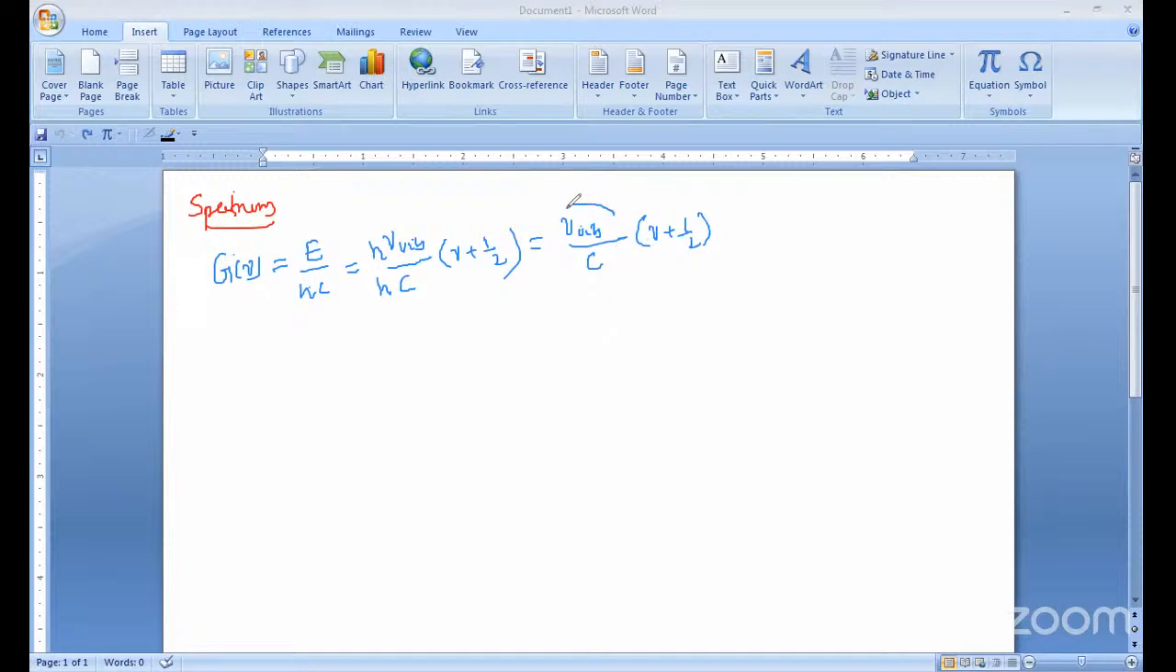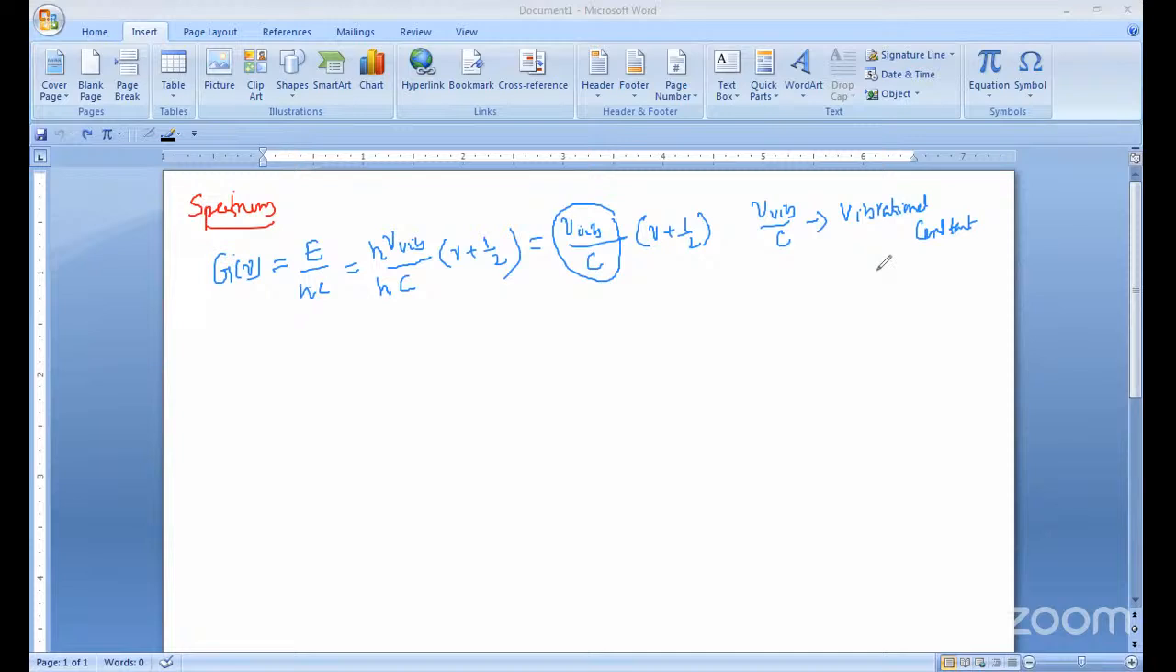So here, this nu vibration by C is there, right? So this nu vibration by C is the classical frequency in wave number unit. That is the classical frequency in wave number unit, and it is known as a vibrational constant. This nu vibration by C is there, no? So this one we will be calling it as what? Vibrational constant we can call.